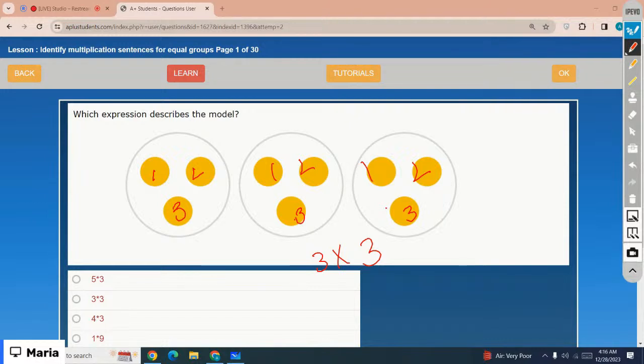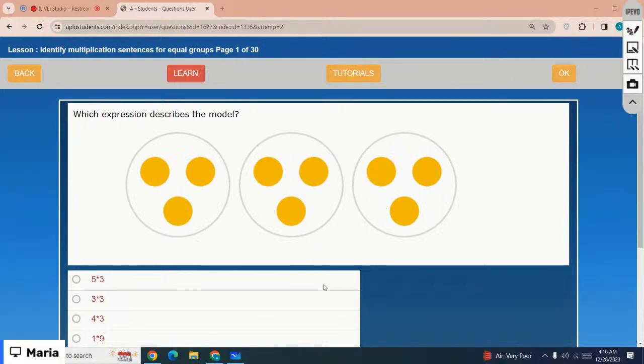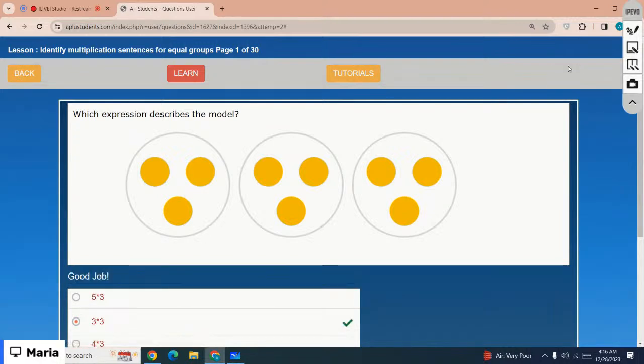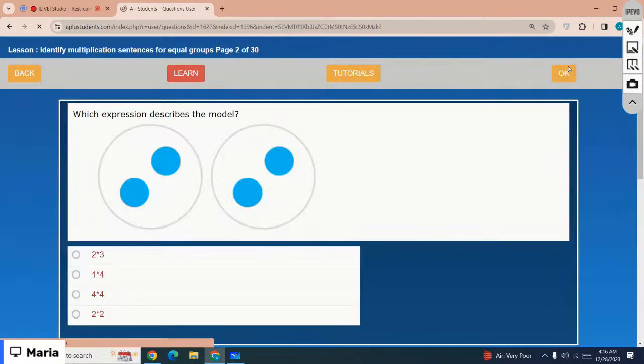Yes, that is 3 times 3 because you have a total of 3 groups and each group has 3 dots. So that would be 3 times 3. Option number 2 is the correct option. No, you don't need to solve. You just have to write which expression describes the model, which is the correct option.